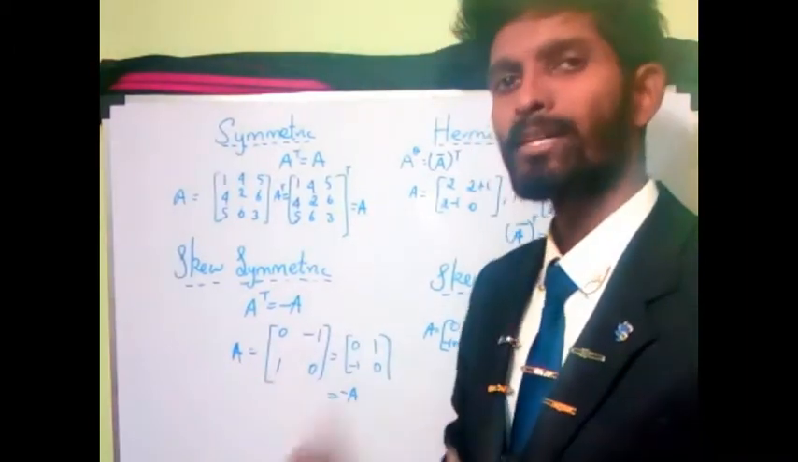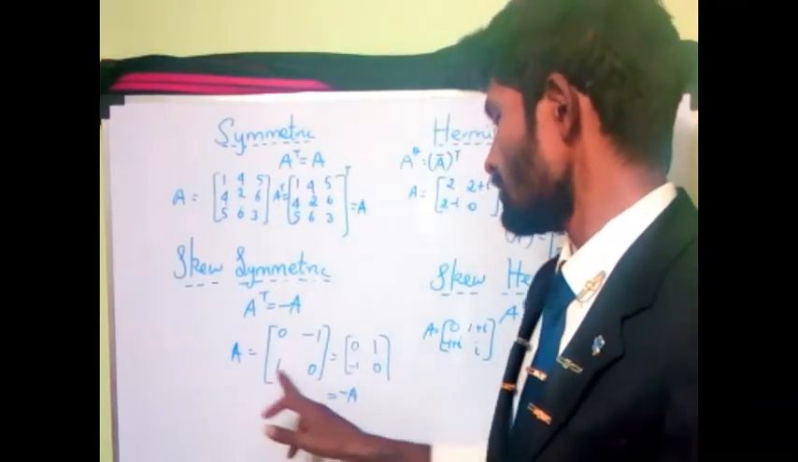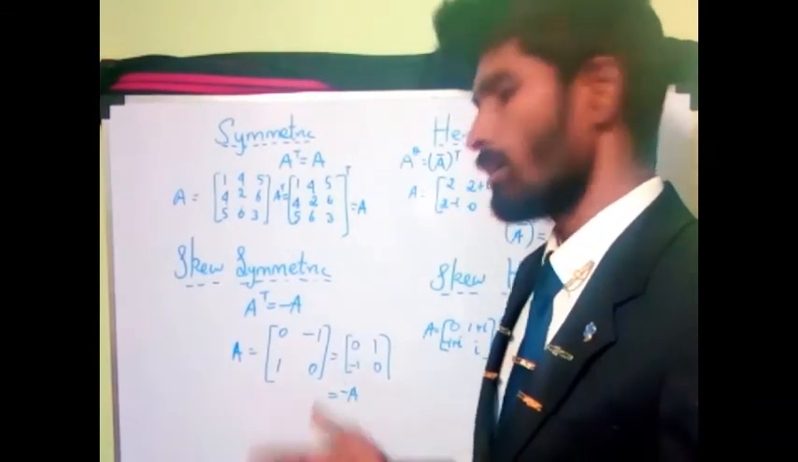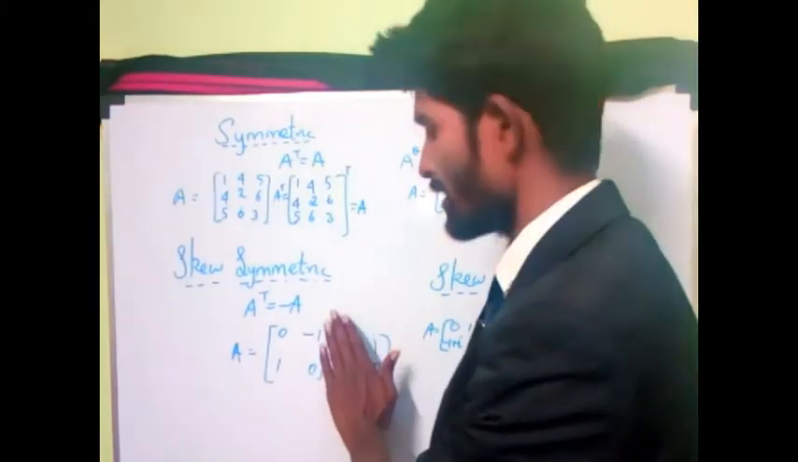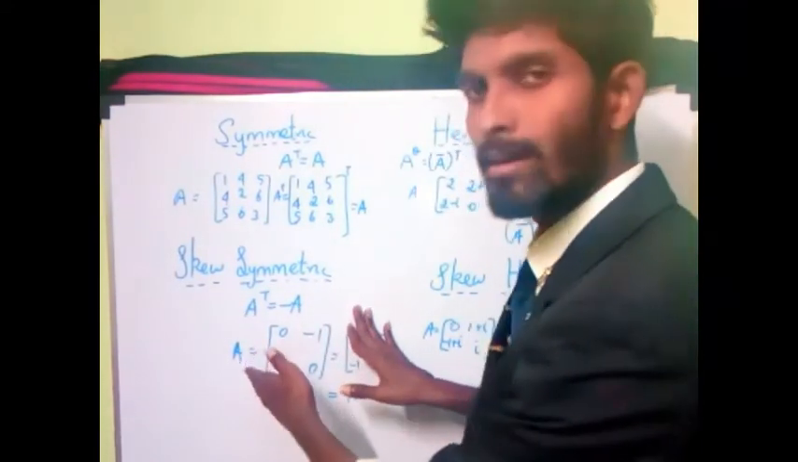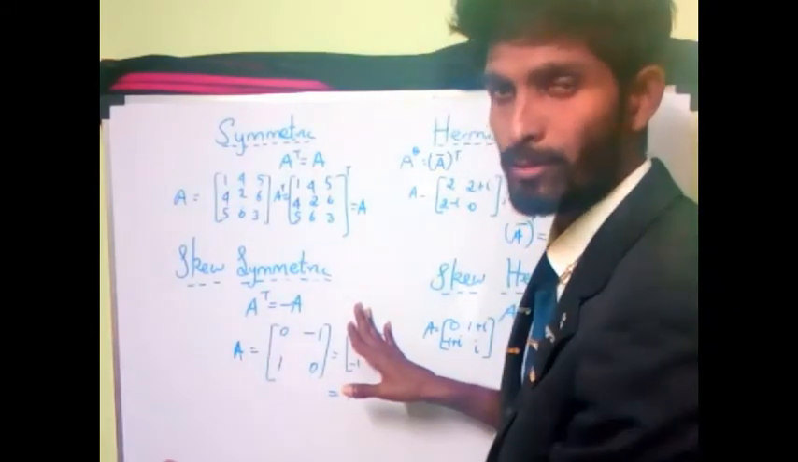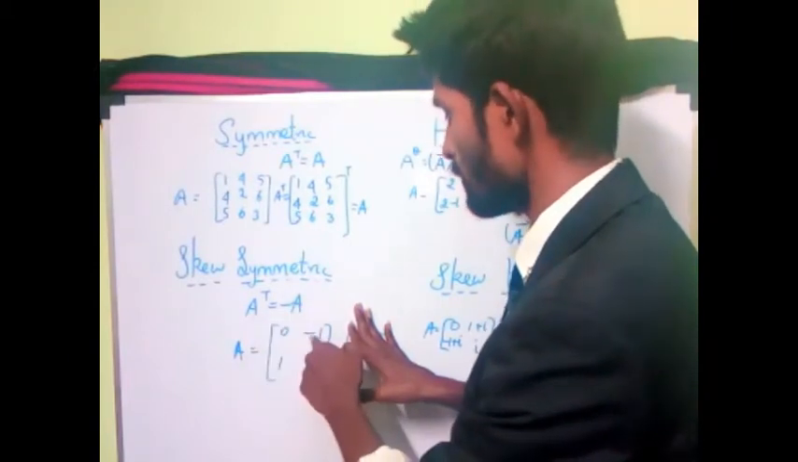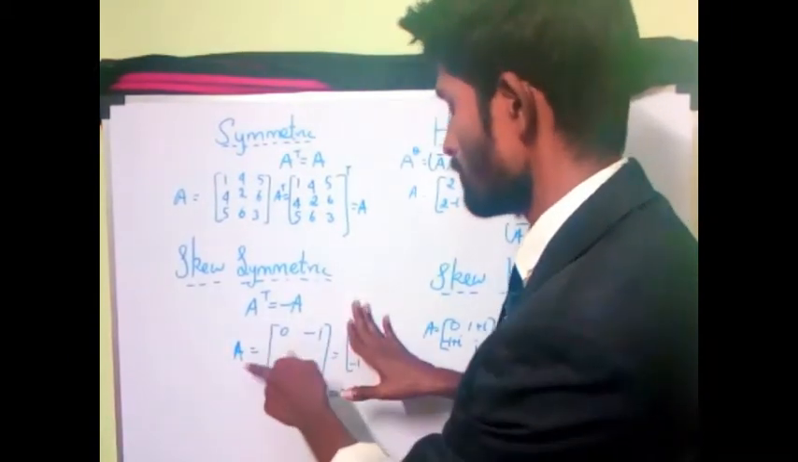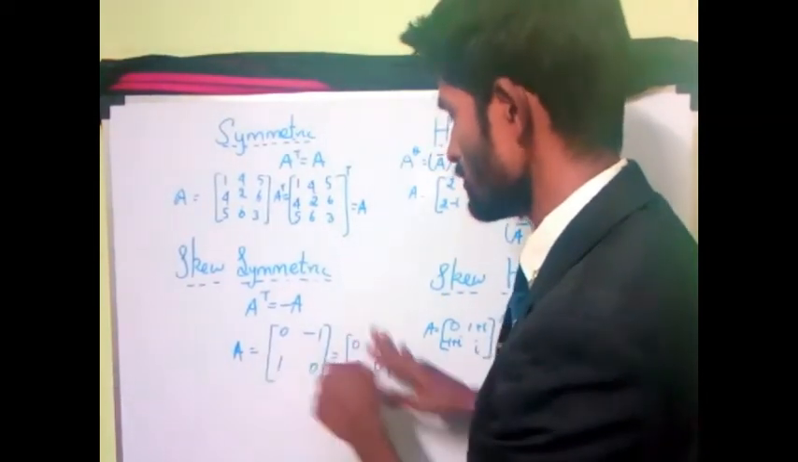If I make the transpose of this actual matrix, I get 0, minus 1 written here and 1, 0 written here. Now if I multiply this whole matrix by minus, what will be the result? Minus into 0 is 0. Minus into minus 1 is plus 1. Minus into plus 1 is minus 1. And minus into 0 is 0.